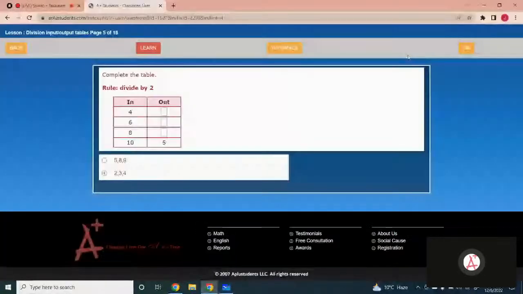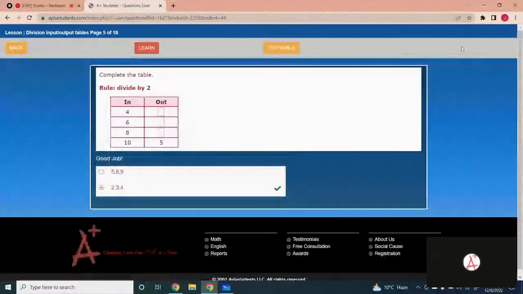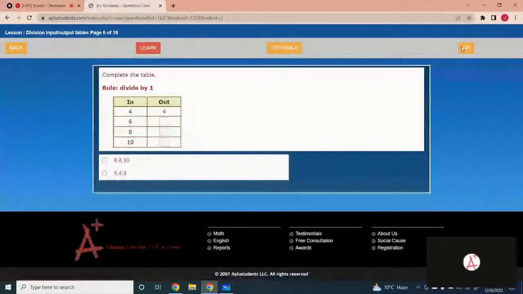Okay, it would be 2, 3, and 4. Got it? Okay, which option is the correct one? You have to divide by 1. Which option is the correct one? The first one or the second one? You have to divide all the numbers by 1. So which option is the correct one? The first one or the second one?